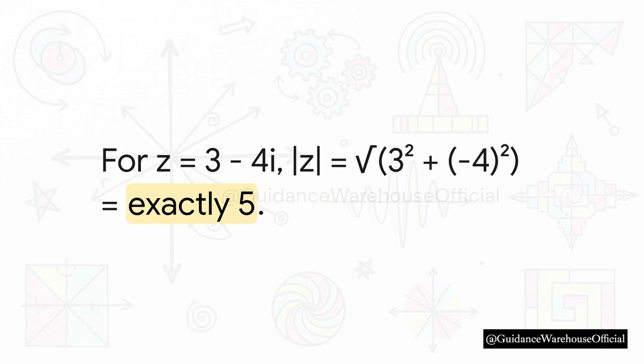Let's make this easier with an example. Say our complex number is 3 − 4i. We go right 3, down 4. To find the straight line distance, we square 3 to get 9 and square −4 to get 16. Add them up, you get 25. The square root of 25 is 5, so our modulus is exactly 5.